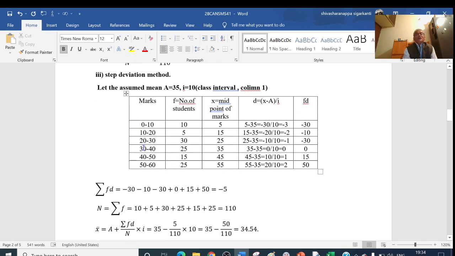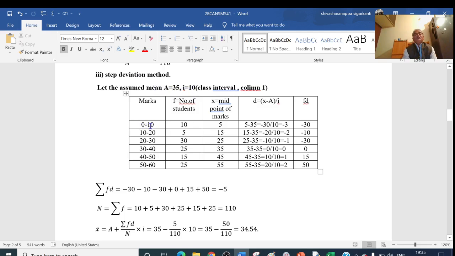Marks are, this is the class interval: 0 to 10, 10 to 20, 20 to 30, 30 to 40, 40 to 50, 50 to 60. Number of students, this is nothing but our frequency. Again, we consider the midpoints here. These are the midpoints. And here, let me assume that the assumed mean is equal to 35. And here I is equal to 10.